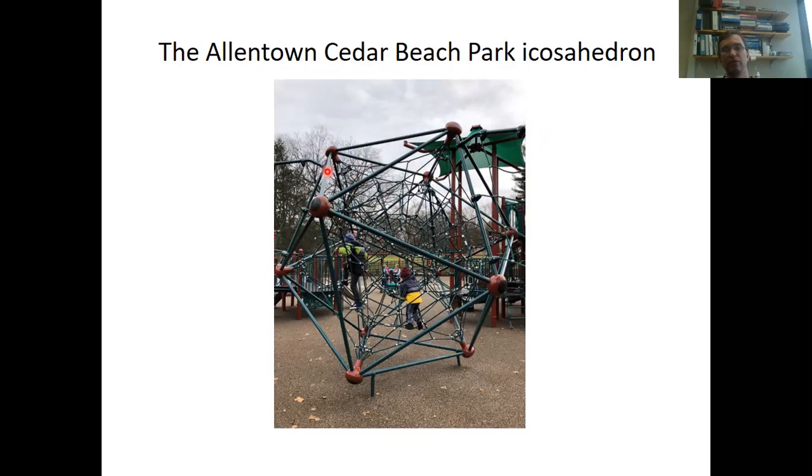Okay, and there are more triangular faces here and here. There are also triangular faces here in the front and here. And also here, for instance. So overall, that's 20. So if we go to Allentown Cedar Beach Park, you can study an icosahedron not only from the outside, but also from the inside if you want. But this is, of course, completely optional.